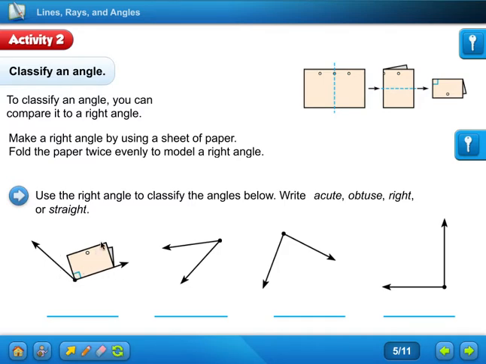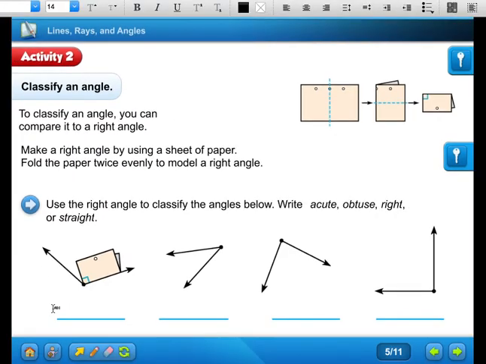Is this smaller than that, or is it larger? What do you think? If you said obtuse, you are right. Nice job. Should have made that a little bit bigger. Let me see if I can change it. All right, let's do the next one.